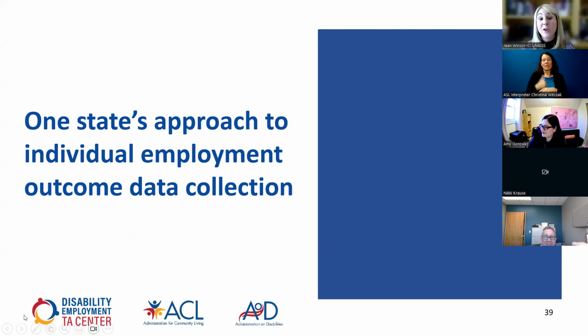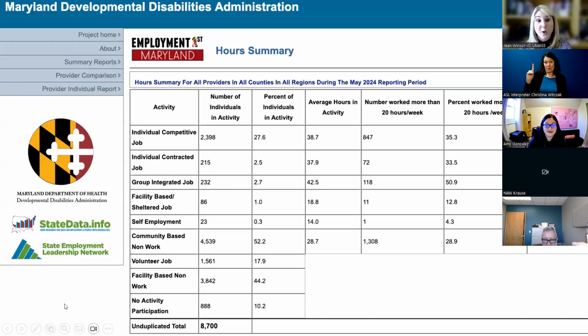So we wanted to highlight one state's approach to individual employment outcome data collection. Next slide. And this example comes from the state of Maryland. Full disclosure, we are contracted to the state of Maryland and a couple of other states to support them to collect this type of data, and then we provide the analysis and the data display. Maryland has been reporting this for many years. You can actually access this website and all of this information publicly through our ThinkWork State Data website.